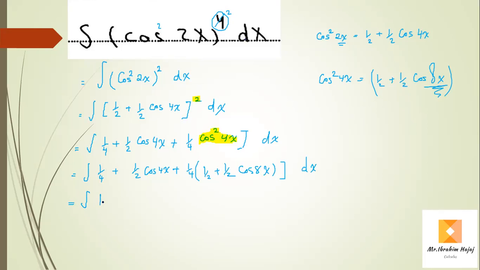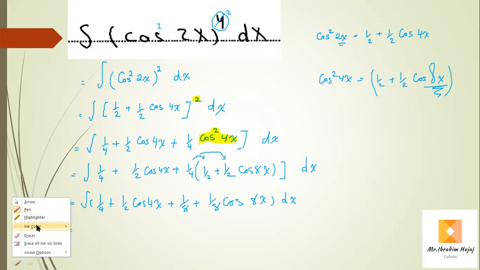So it's the integral of 1 over 4 plus 1 over 2 cosine 4x. Now multiply the quarter by all the terms you have: it's 1 over 8 plus 1 over 8 cosine 8x, dx. We work on it with normal integration.